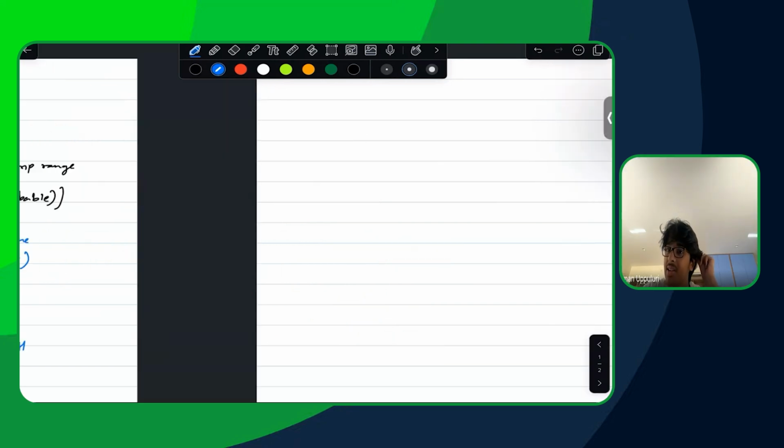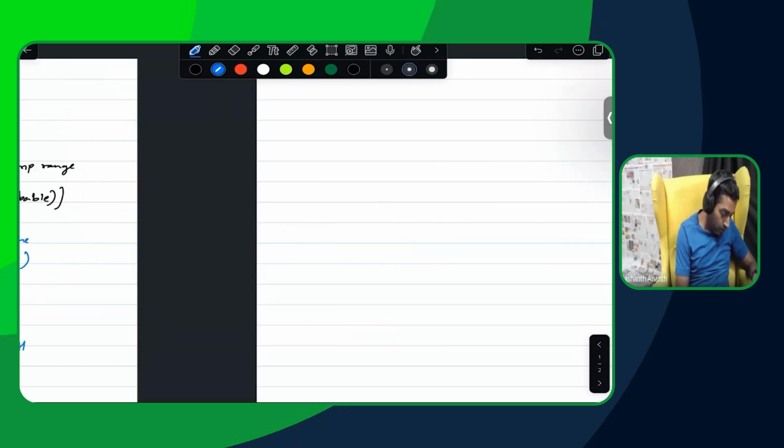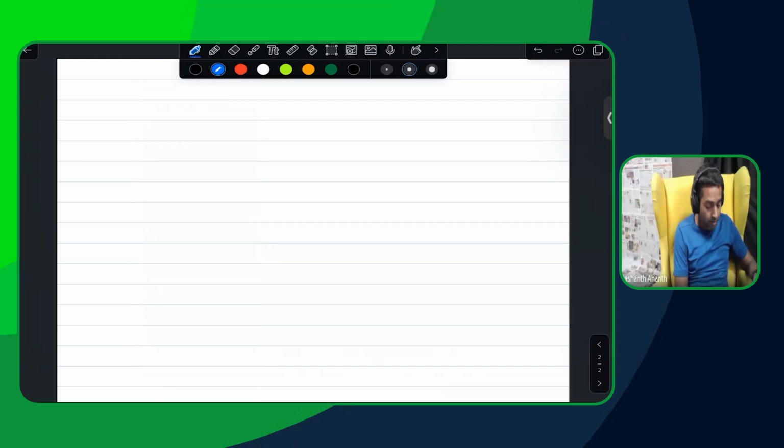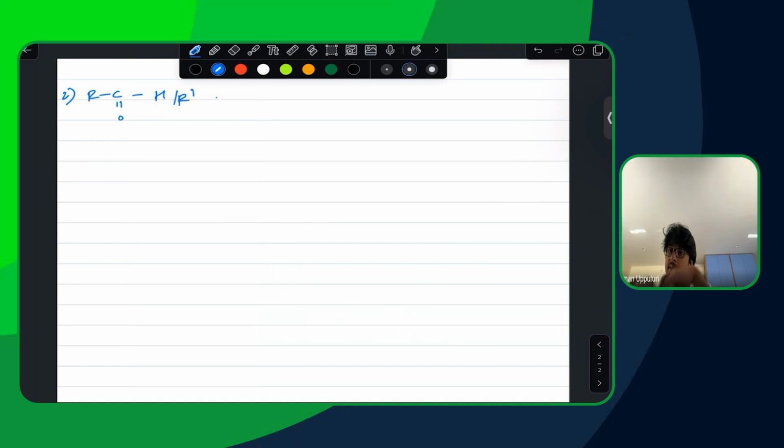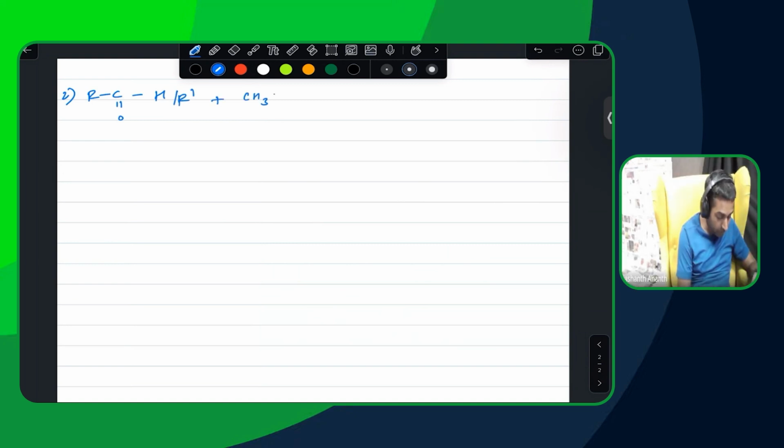For ketones and aldehydes, maybe Grignard. Grignard, okay. Grignard is a nucleophile. Let's directly go for that. So if I have an alcohol or an aldehyde or a ketone, I'm assuming you're talking about this reaction, correct? Reacting with Grignard reagent.